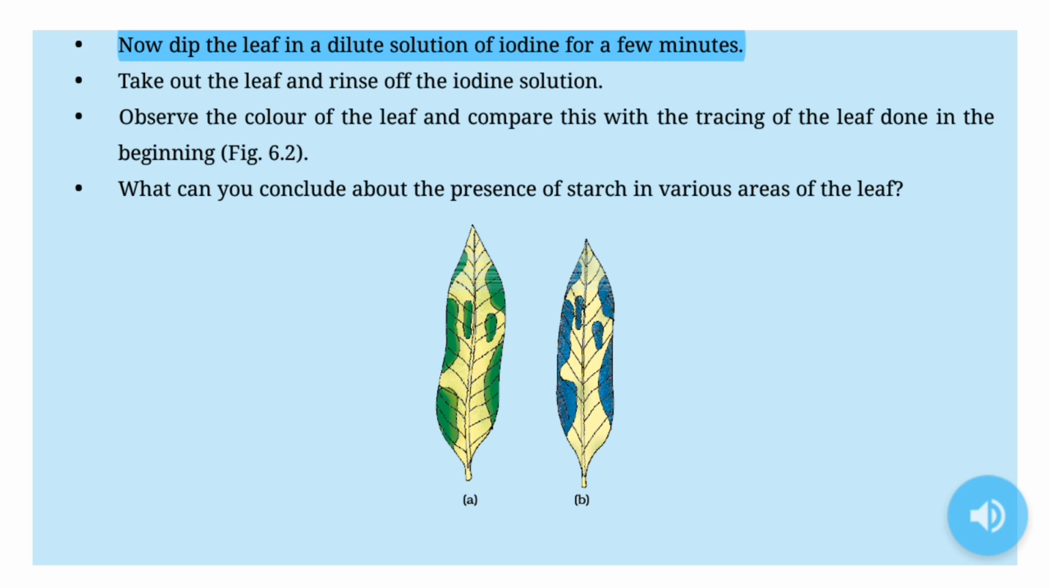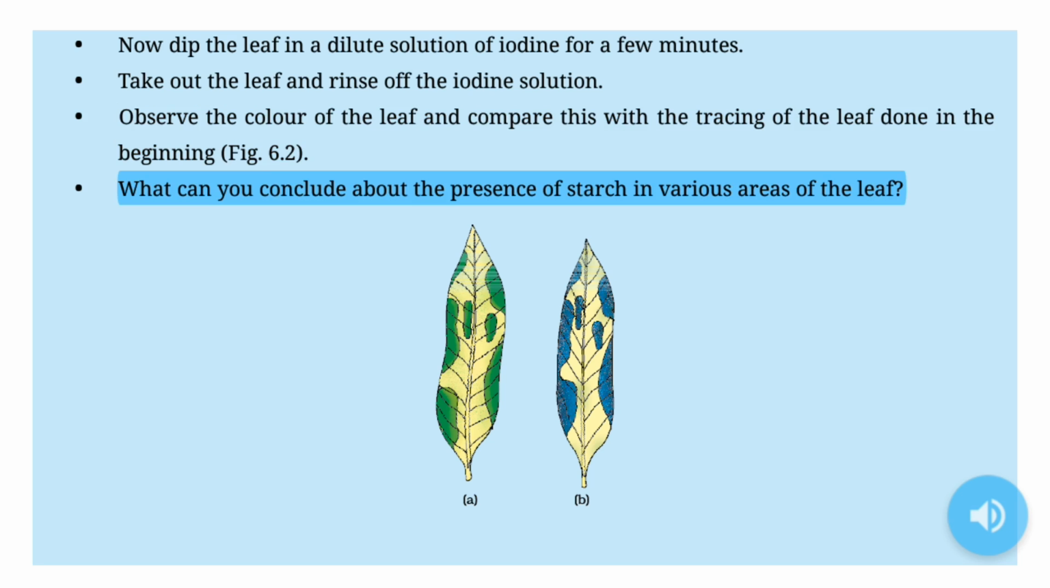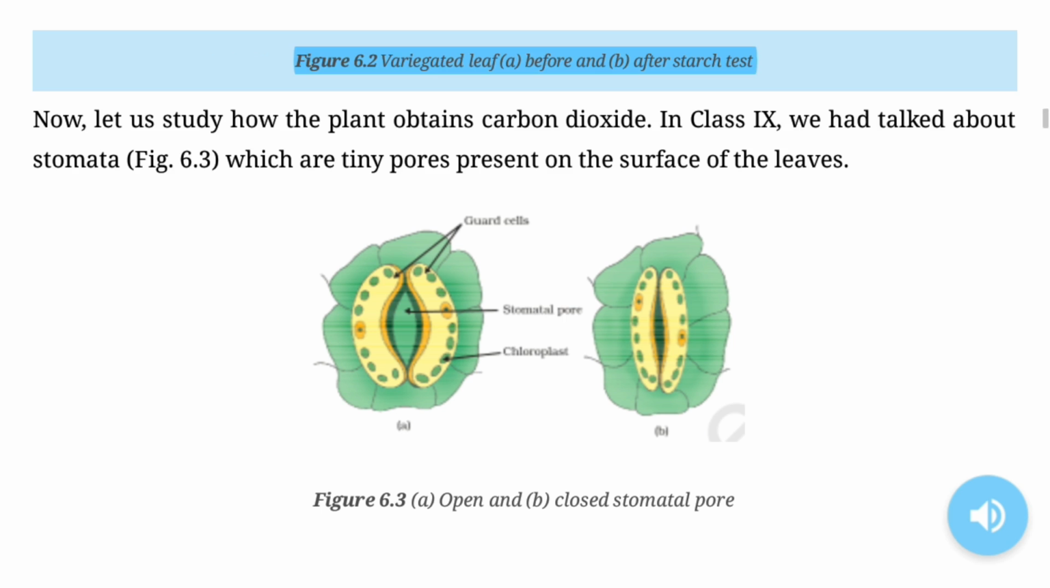Now dip the leaf in a dilute solution of iodine for a few minutes. Take out the leaf and rinse off the iodine solution. Observe the color of the leaf and compare this with the tracing of the leaf done in the beginning. Fig. 6.2. What can you conclude about the presence of starch in various areas of the leaf? Figure 6.2. Variegated leaf, A before and B after starch test.